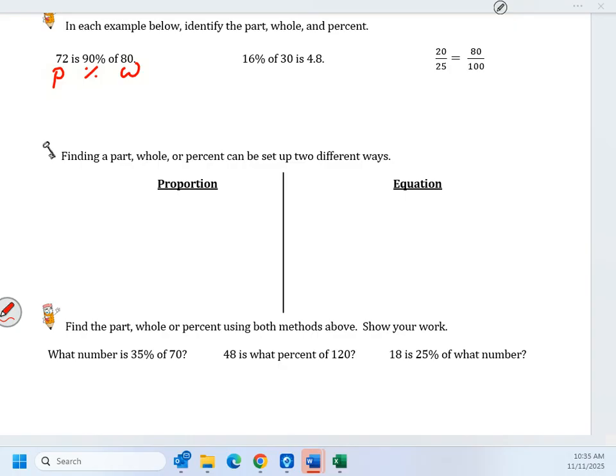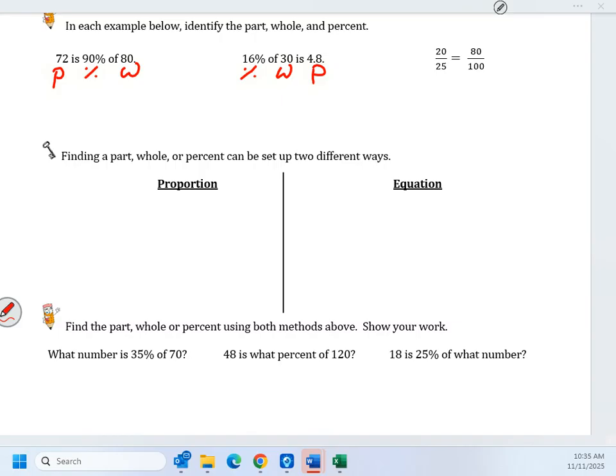So 16% of 30 is 4.8. What is my part? Henry? 4.8. What is my whole? Pam? 30. And what is my percent? Ellen? 16. Now, I'm writing this on the board. You should be writing it on your paper because we are identifying them.